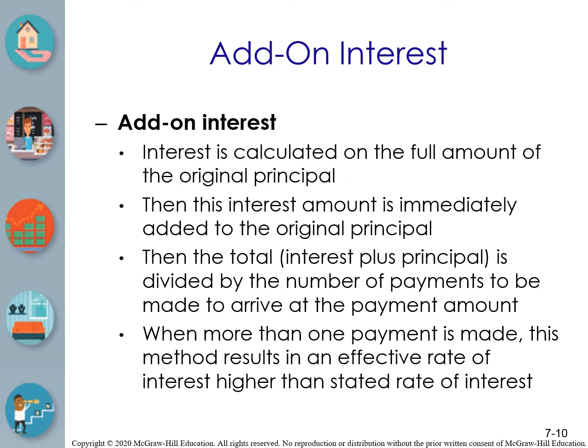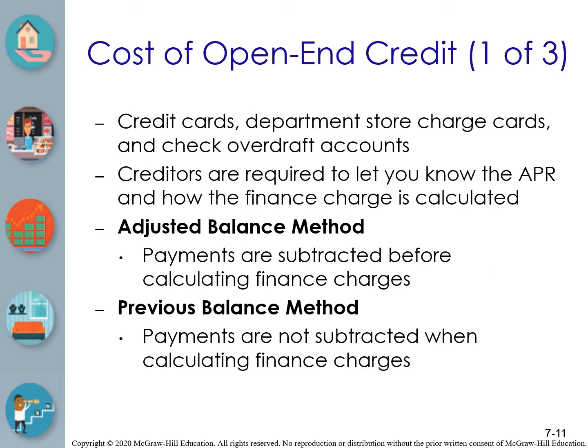Interest is calculated on the full amount of the original principal. Then this interest amount is immediately added to the original principal. Then the total of interest plus principal is divided by the number of payments to be made to arrive at the overall payment amount. When more than one payment is made, this method results in an effective interest rate that is higher than the stated rate of interest. This is where the APR piece comes in. That's where the stated rate of interest and the APR come into play. So this is add-on interest.